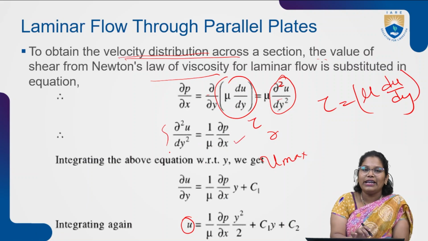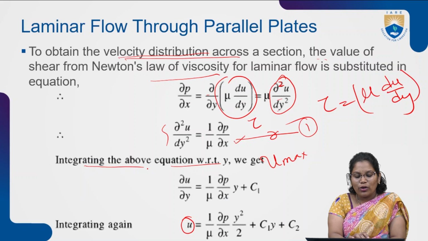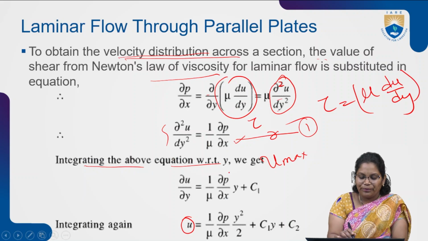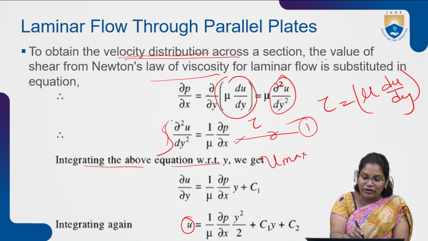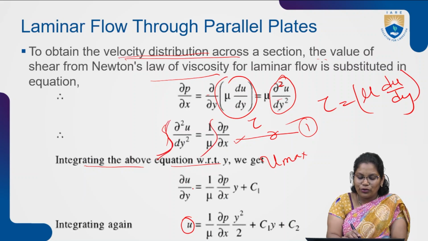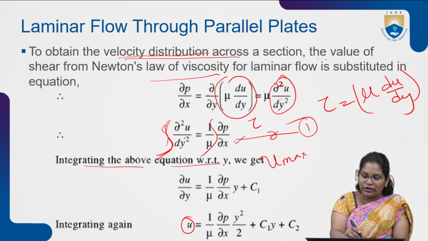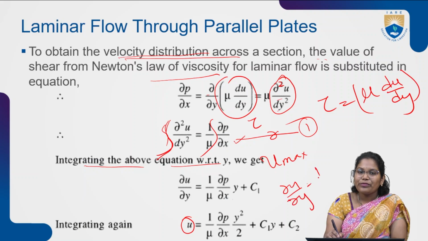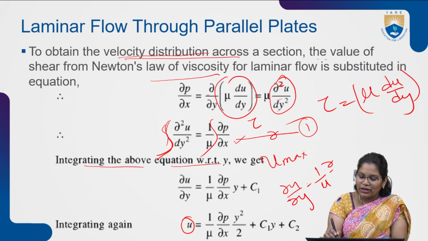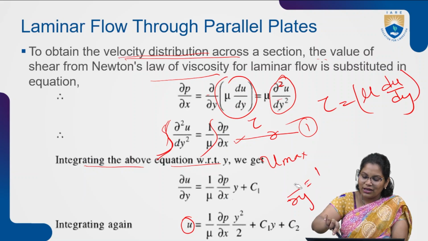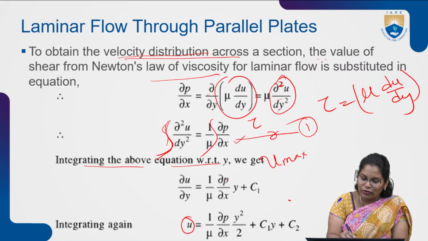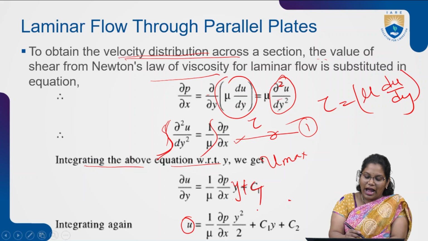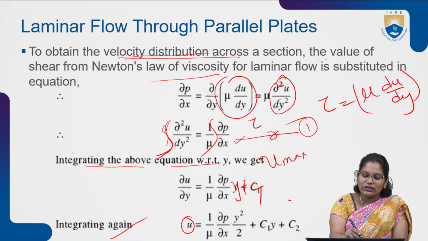After getting this equation, we integrate with respect to y. When you integrate it, you get ∂u/∂y is equal to 1/mu into ∂p/∂x into y plus c1. Here ∂p/∂x stays the same, and the integration of 1 is y. That is why it is 1/mu ∂p/∂x into y plus c1. And then I am integrating again, because here it is a second derivative.